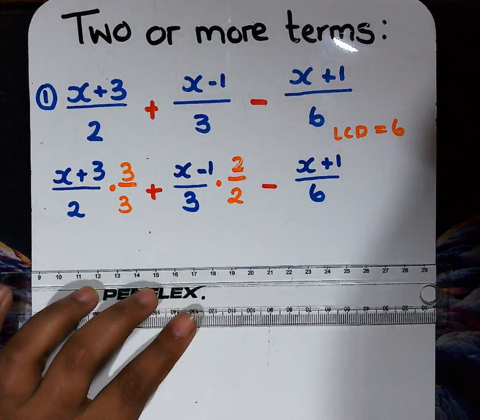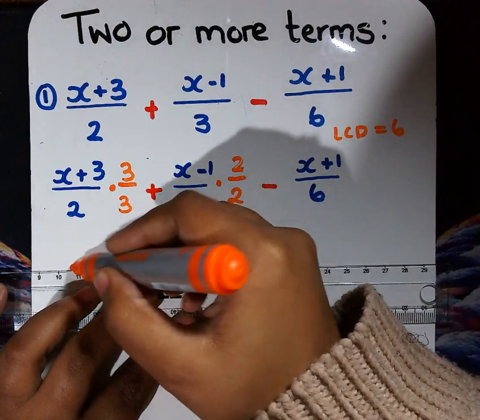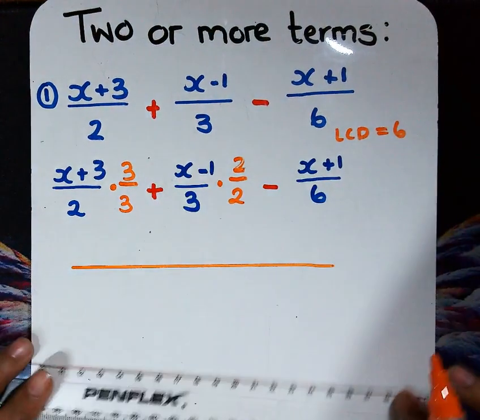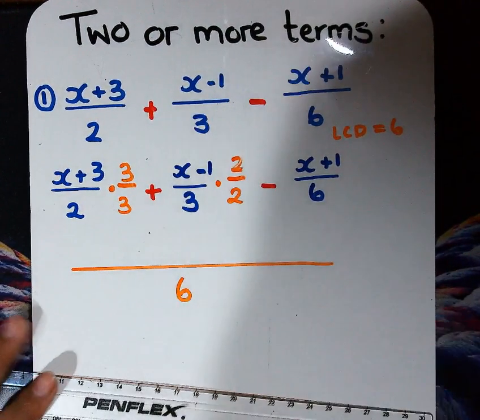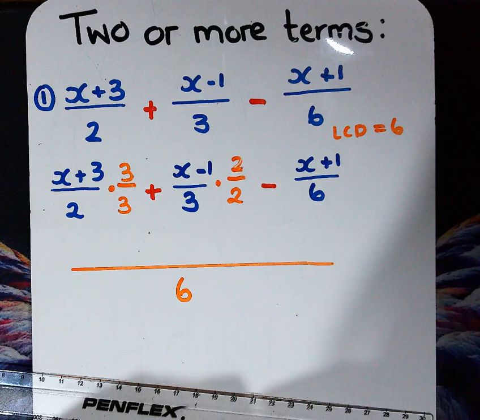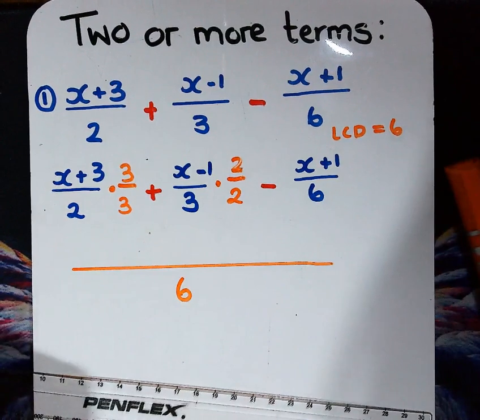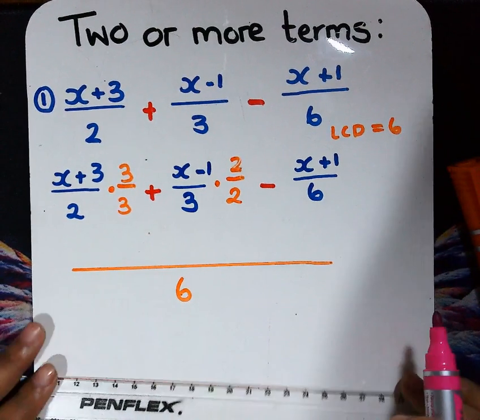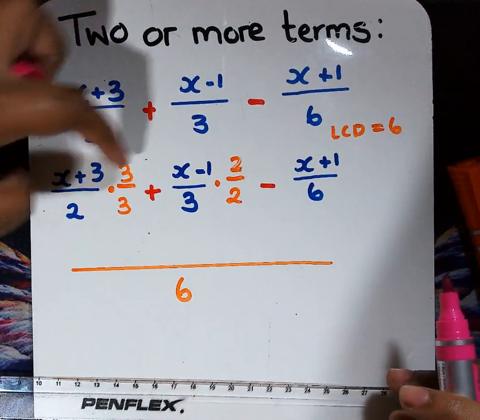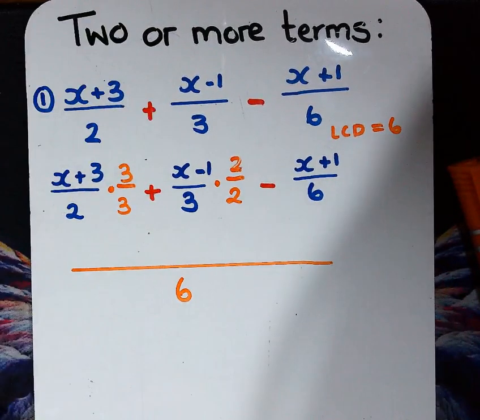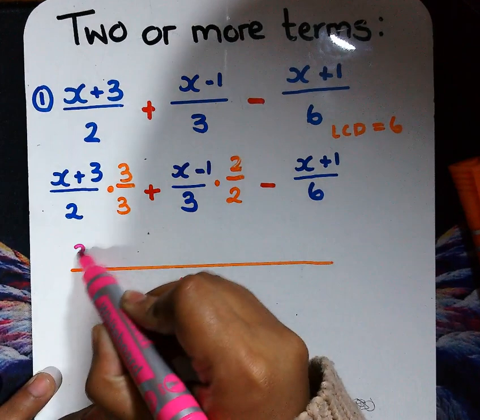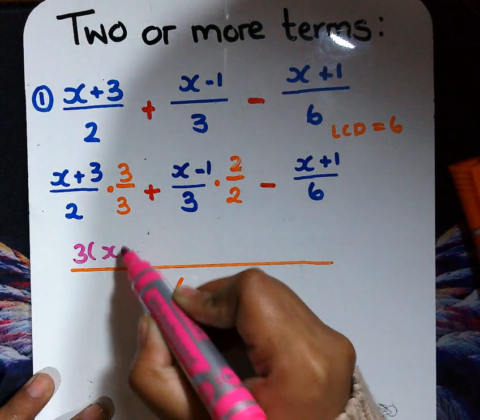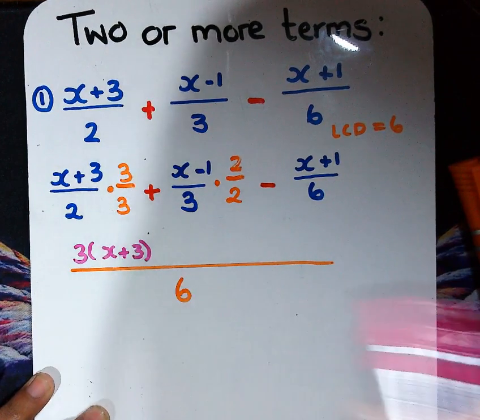So I'm going to draw a nice big fraction like this. Okay, and it's going to all be over 6 because that is my LCD, right? And now we just have a look at our numerators and see what is going on. So in the first term over here, we need to multiply x plus 3 with the 3. So we're multiplying 3 and x plus 3. Okay, that is for the first term.